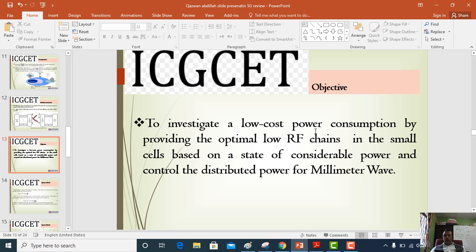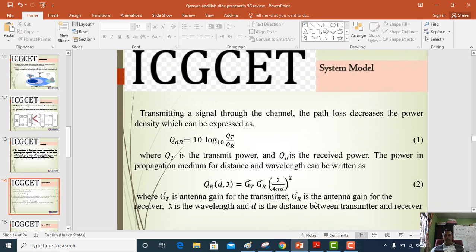The objective is to investigate a low-cost power consumption by providing the optimal low RF chain in a small cell, based on the state of considerable power and controlling the distributed power from millimeter wave. The system model has around 14 equations.